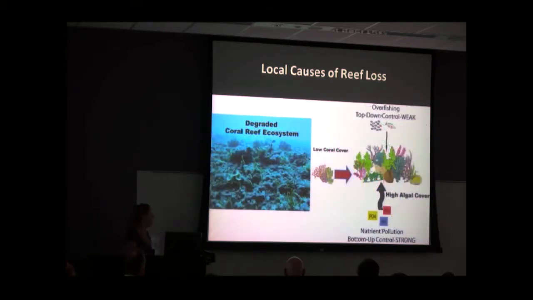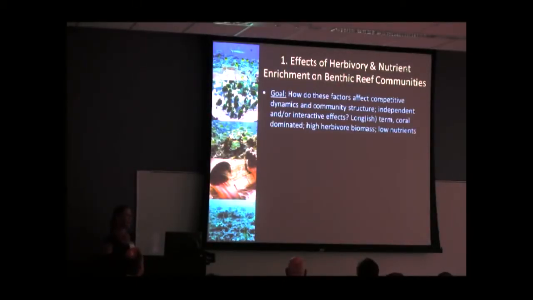So with humans, we overfish the herbivores, we add nutrients, and both of those factors, either alone or together, can potentially increase algal growth rates and algal abundance, and allow the algae to then become competitively dominant over the coral. So let's test this. I wanted to determine what the individual and combined effects of nutrient enrichment and herbivore removal were on benthic community development.